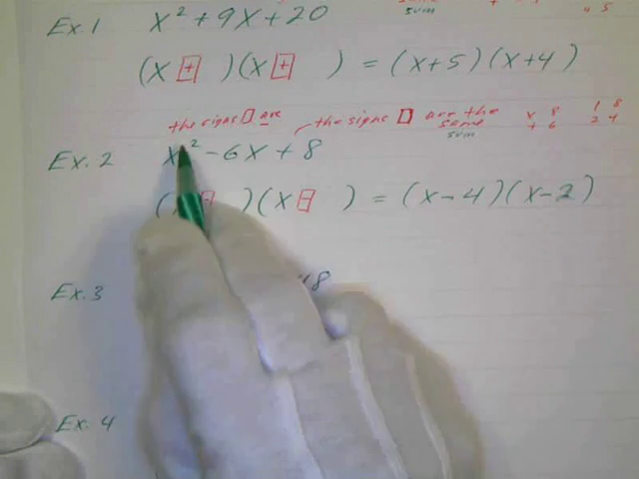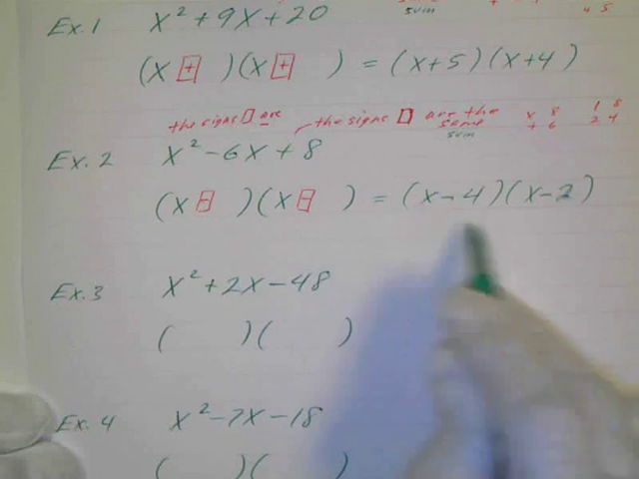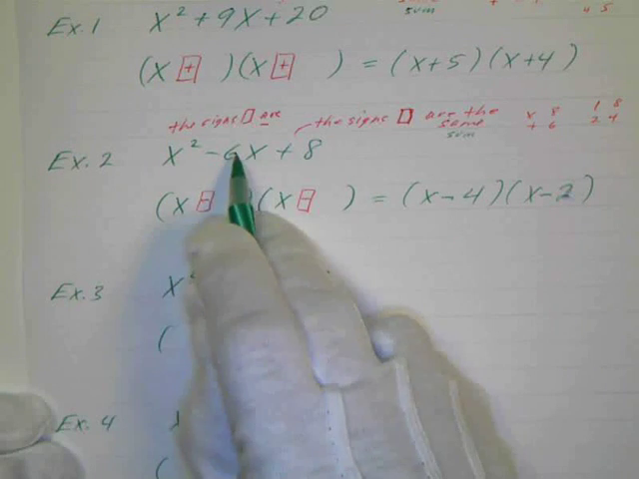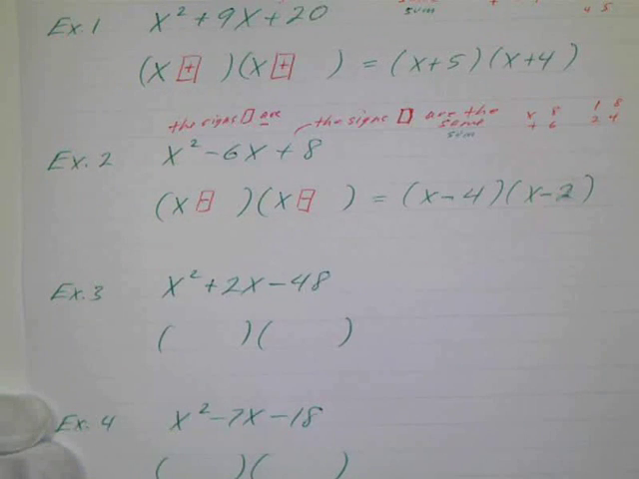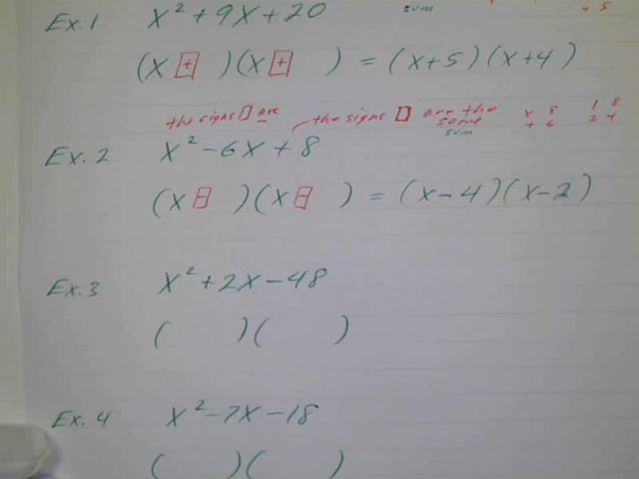X times x is x squared. Negative 2x and negative 4x is negative 6x. And a negative 4 times a negative 2 is a positive 8, so it checks. So you're going to always check it just in case you might make an error like I did, and you'll catch it. Okay, now let's take a look at example 3.